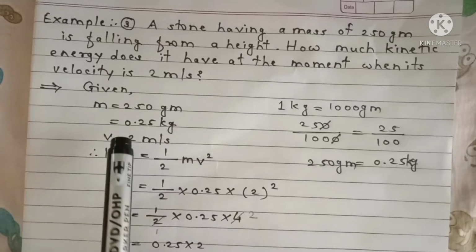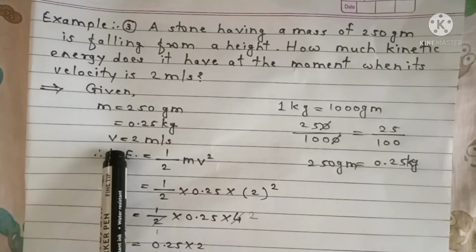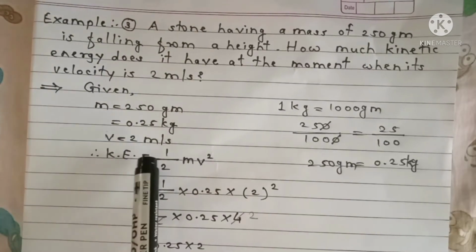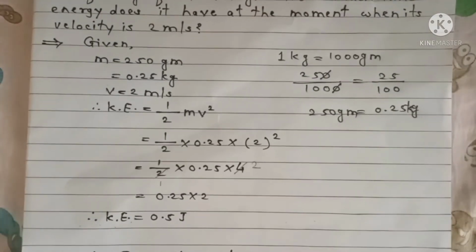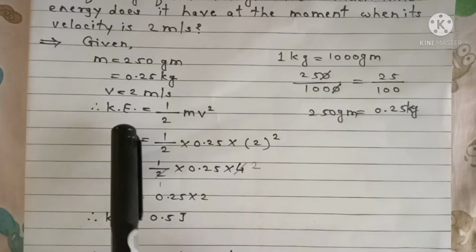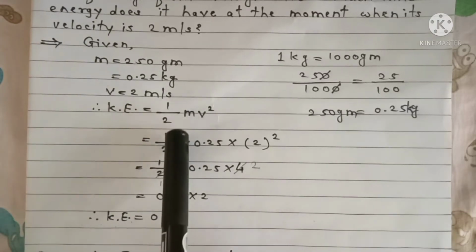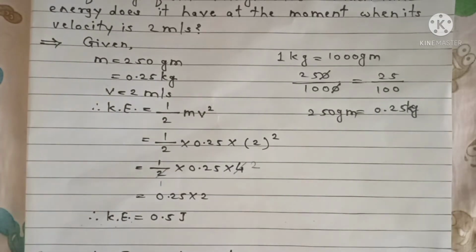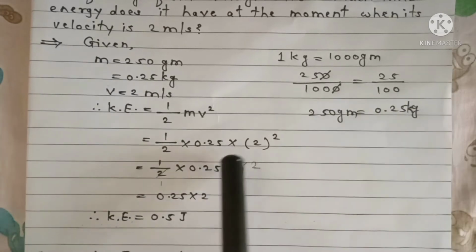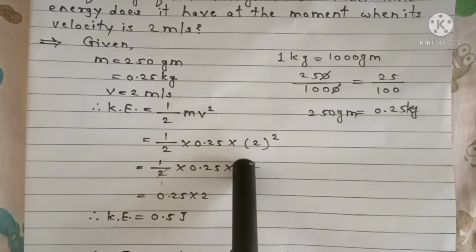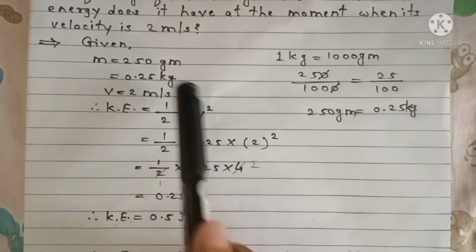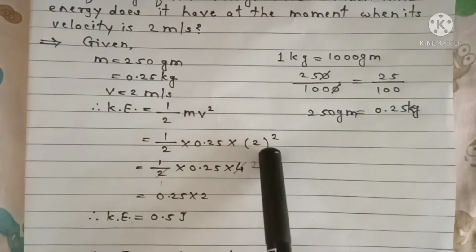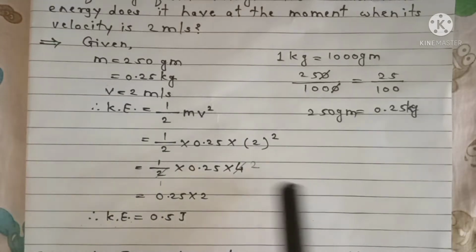Okay, now v is there, that is velocity is given 2 meter per second. Now we know children kinetic energy formula. So let us write formula for kinetic energy, that is 1 upon 2 mv square. So 1 upon 2 into 0.25 into 2 raised to 2. Okay, because here v is given 2 meter per second and square is there, so 2 raised to 2.